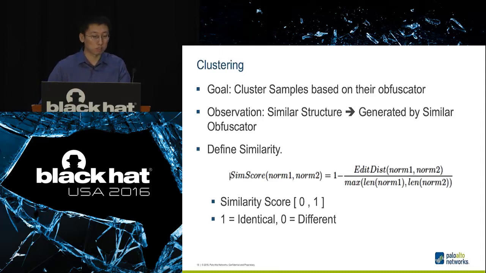How do we define the similarity between two samples in terms of their structure? We first calculate the ID distance on the normalized script, and then derive the similarity score based on the ID distance using the following formula. Basically, the similarity score will be between 0 and 1. 0 means that the samples are completely different. 1 means that they are identical.